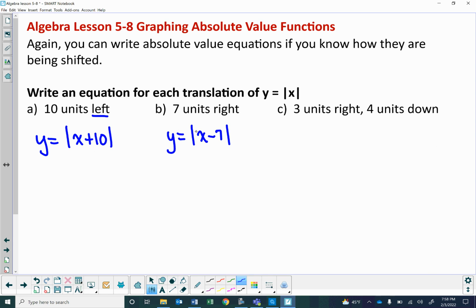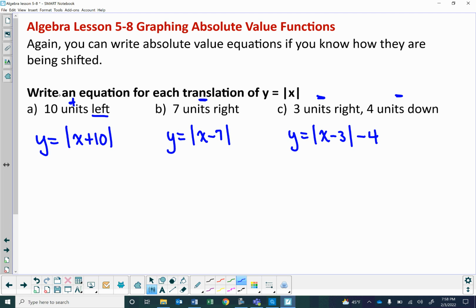Now, letter C here, we're going to do both. We're going to go 3 units right and 4 units down. So 3 units right means I'm going to go y equals the absolute value of x minus 3. And 4 units down is going to be minus 4. The vertical does exactly what you think it does. The horizontal does exactly the opposite of what you think it should. Okay, so right means I'm going to subtract, down means I'm going to subtract, left means I'm going to add.